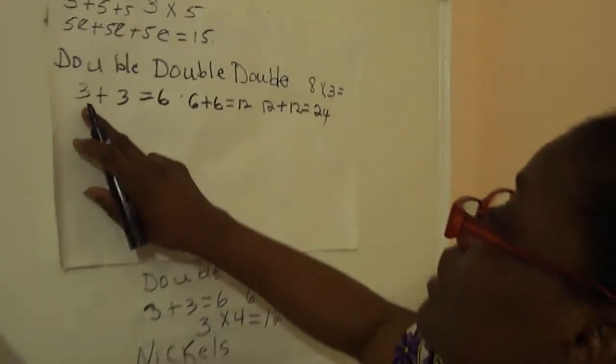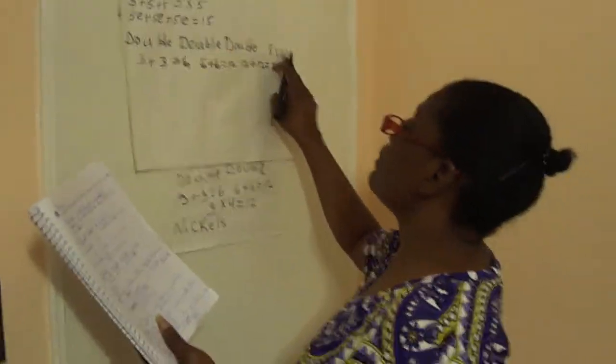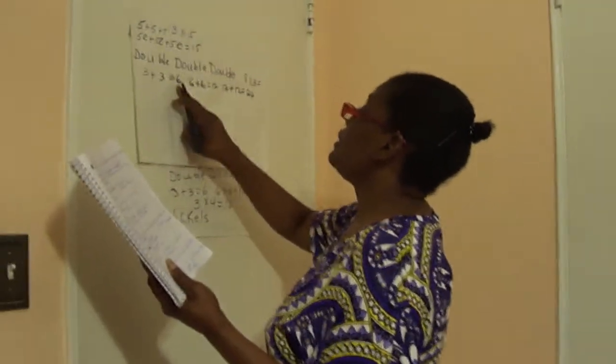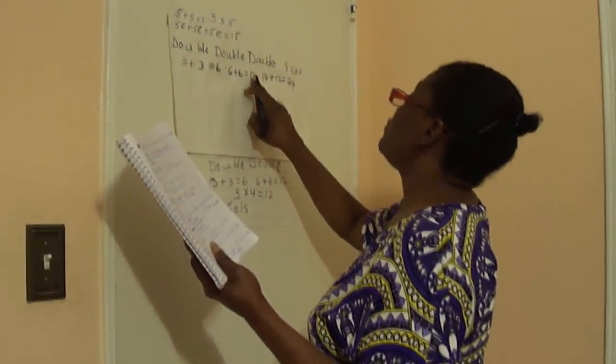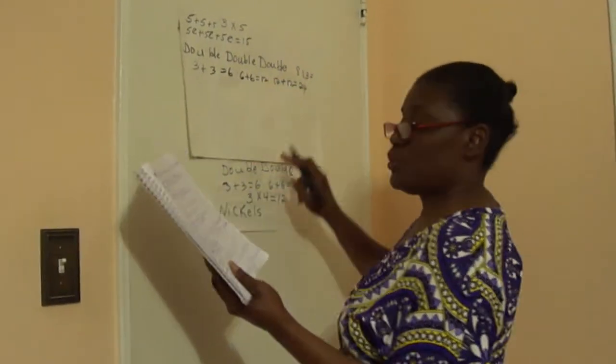So we did double the first number. We double this number 2 times. We double the second one. And we double it once more. We got 12. And we double the 12 and we got 24.